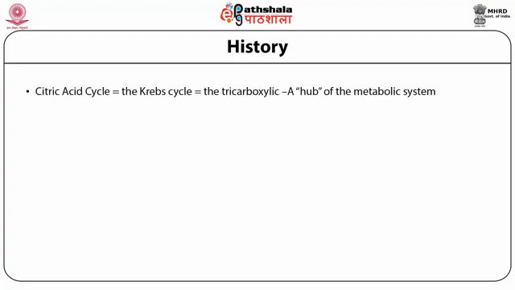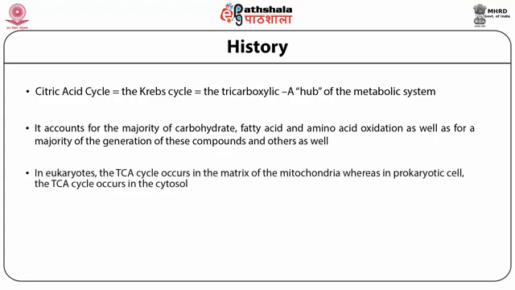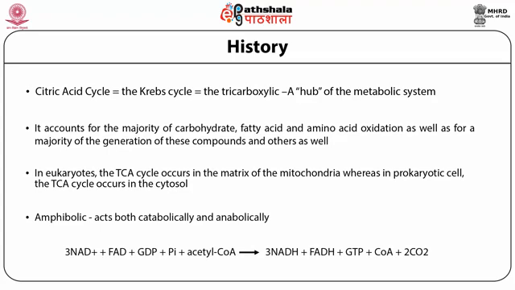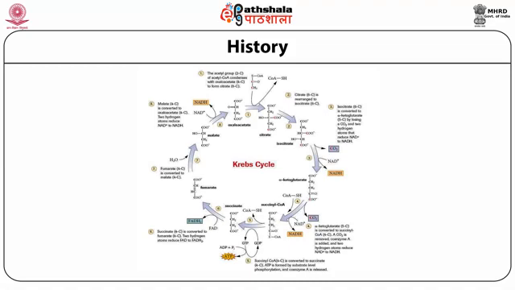The citric acid cycle is also called the Krebs cycle or the carboxylic acid cycle, and it is the hub of the metabolic system. It accounts for the majority of carbohydrate, fatty acid, and amino acid oxidation. It also accounts for a majority of generation of this compound and others as well. In eukaryotes, the TCA cycle occurs in the matrix of the mitochondria, whereas in prokaryotic cells, the TCA cycle occurs in the cytosol. The figure shows the reactions of the TCA cycle.